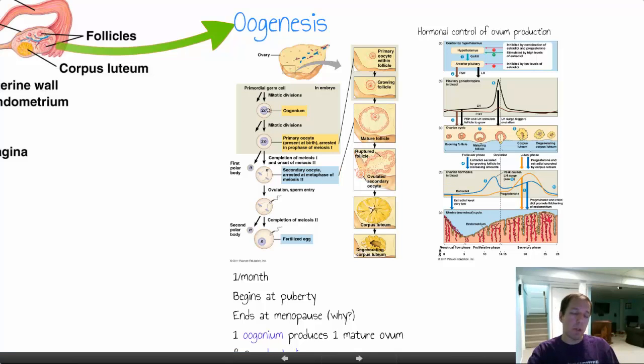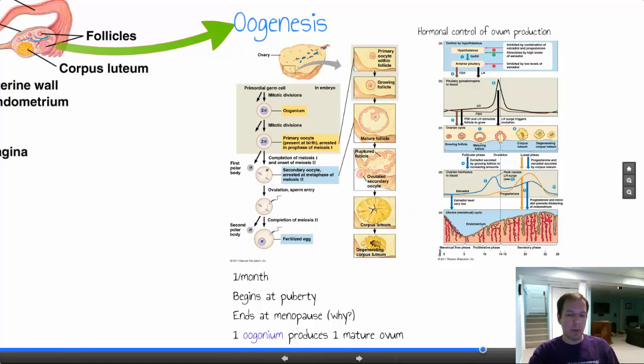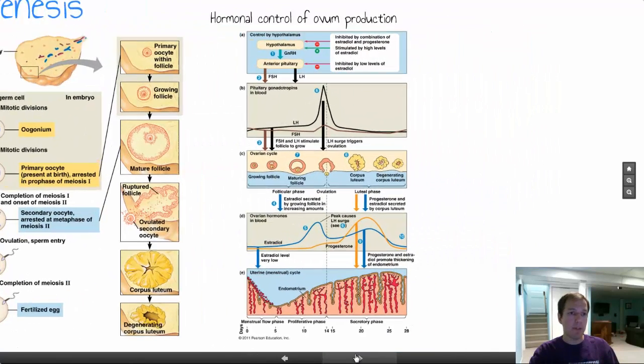One cell here, as opposed to the 4 sperm that are produced, is actually only going to produce 1 mature egg, 1 mature ovum that's going to be released. And so let's take a look here at a little bit of how that process happens.